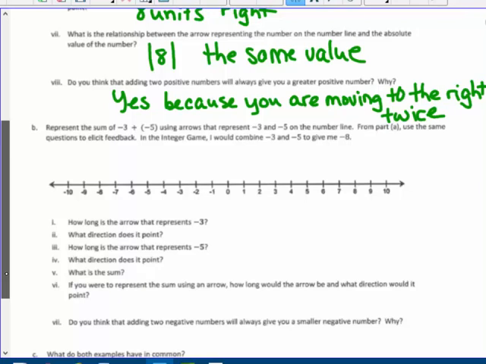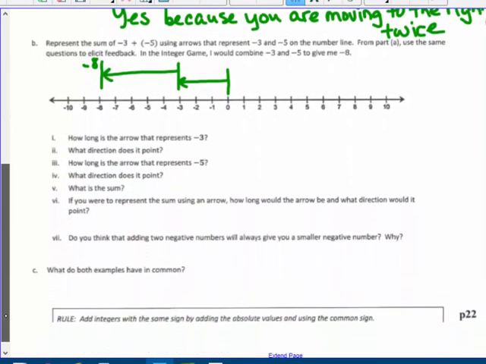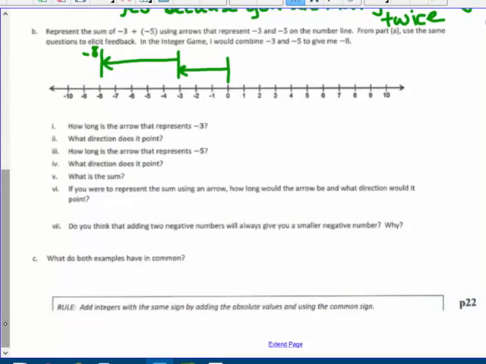Represent the sum of -3 and -5 using arrows that represent -3 and -5 on the number line. I would combine -3 and -5 to give me -8. Okay, so -3, we'll start at 0, -3 plus -5 would get me to -8. How long is the arrow that represents -3? It's 3 units. What direction does it point? Left, because left is negative.